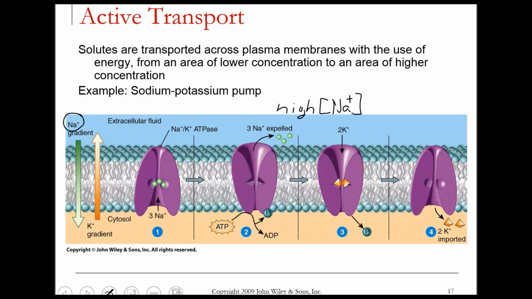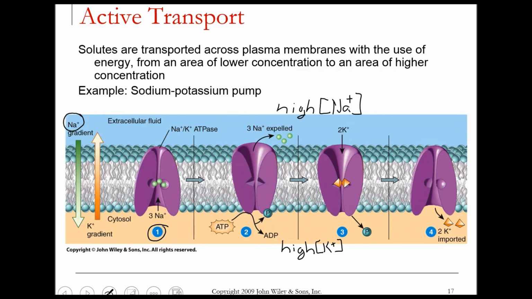Potassium is just the opposite. There is a high potassium concentration inside the cell in the cytosol or the intracellular fluid, and a low potassium concentration in the interstitial fluid. So the sodium-potassium pump will pump, using ATP energy, both sodium and potassium, and will pump them both against their concentration gradient. So for example, let's start off at step number 1.